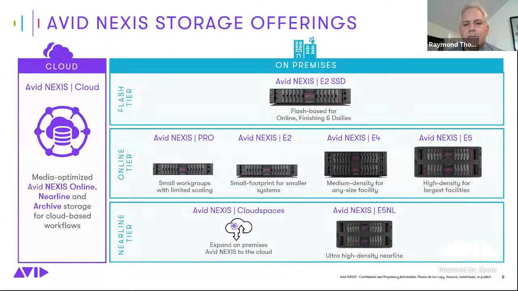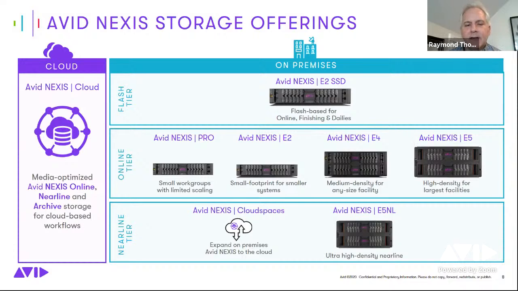Avid NEXIS, if you're not familiar with it, is Avid's tiered storage platform. It includes the Avid NEXIS file system, and the Avid NEXIS file system integrates to a variety of different storage options that really cater to small to medium post, to some of the largest media organizations in the world and everything in between. And it starts at the top with high performance SSDs that enable things like UHD editing, as well as finishing and color correction type workflows.